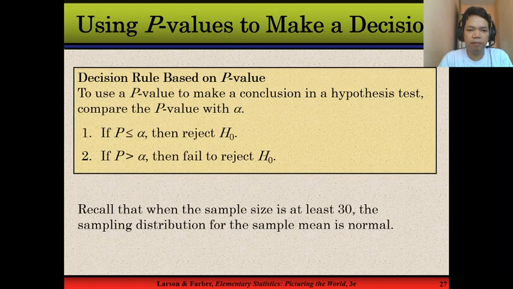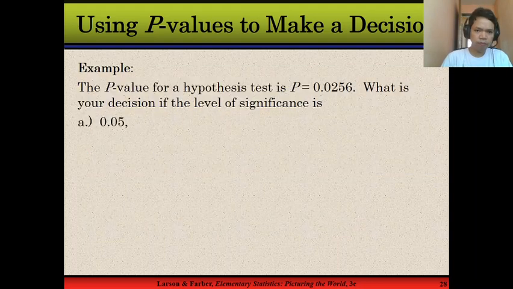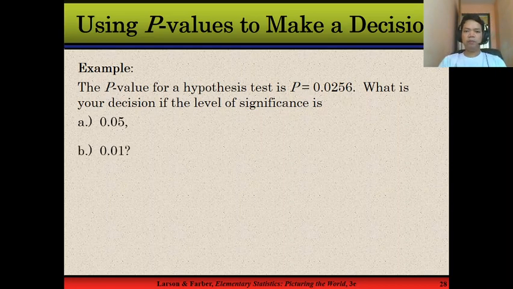Okay, so example muna. Paano ako gagawa ng aking decision rule based on p-value? Okay, the p-value for the hypothesis test is p equal to 0.0256. So, what will be your decision if the level of significance is 0.05? Ikukumpara ko yung p. So, i-round up na natin to. This is 0.025, para siyang 0.03.